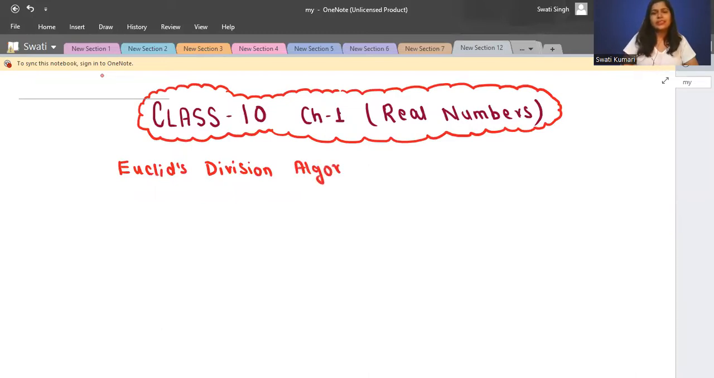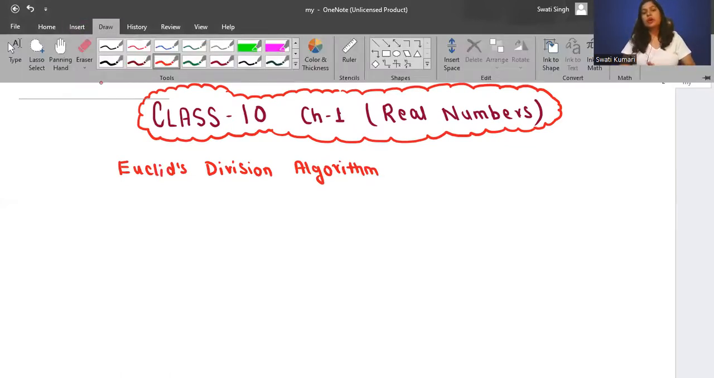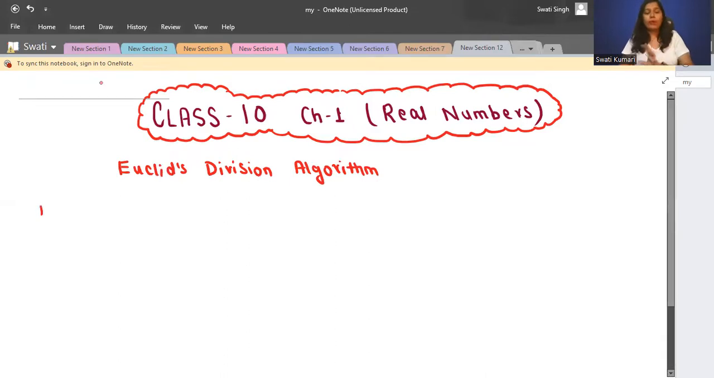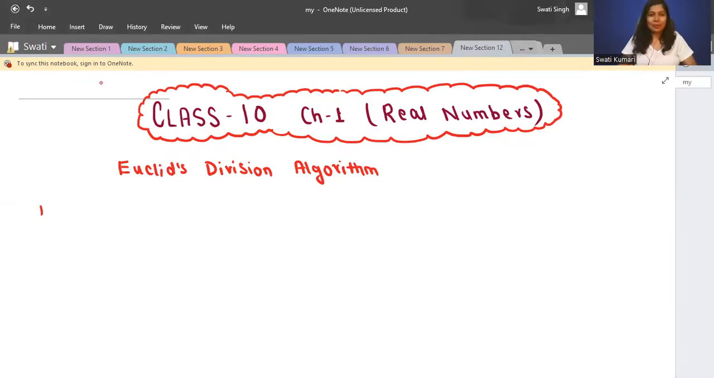Basically this is used to find the HCF of two positive integers. Okay, you know HCF is highest common factor. So what is Euclid's division algorithm? You use Euclid's division algorithm to find the highest common factor of two positive integers. Now let me take one example and let me make you understand this. So these are some important terms and concepts, okay? So please understand it properly.